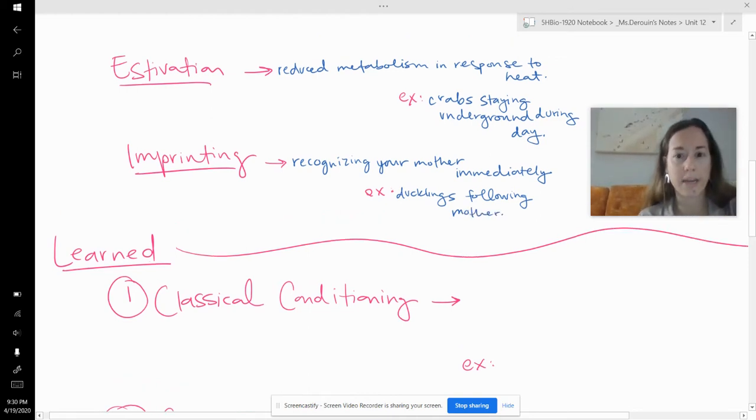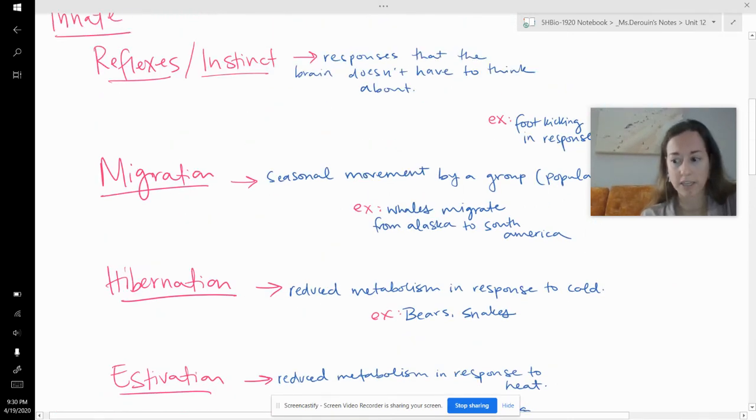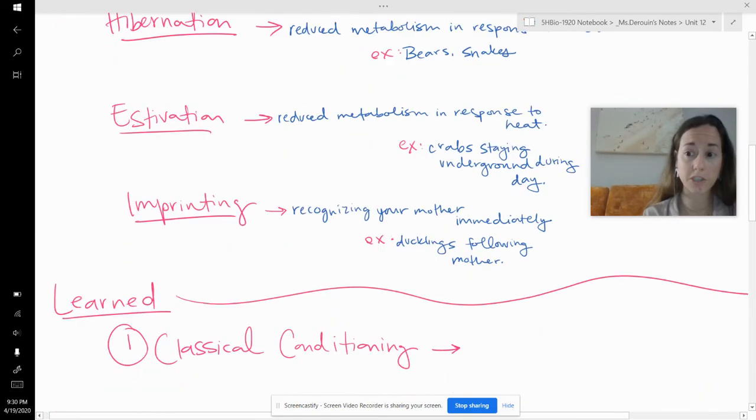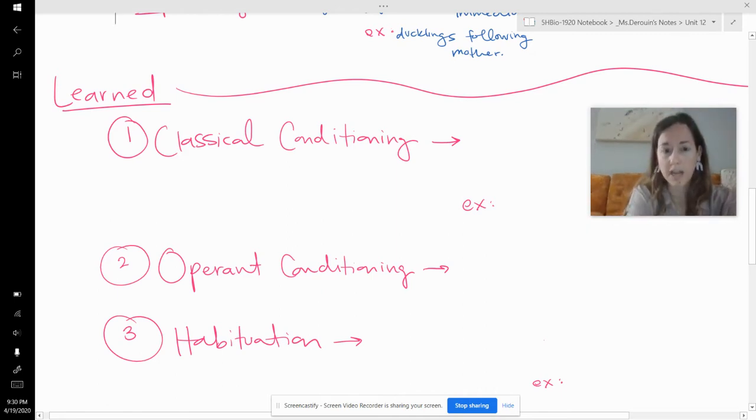Okay, so those are the innate behaviors that I'm going to talk about: imprinting, estivation, hibernation, migration, and then reflexes and instincts. So now we're going to switch gears and talk about learning. If you're interested in psychology and you ever take a psychology class, whether it's at Gibbons or in college, you'll learn about these different types of learning pretty in depth and how they work on humans and also on animals. It's pretty interesting. This is the science of how your brain works and how you learn certain things and get good at certain things, and basically just learning in general.